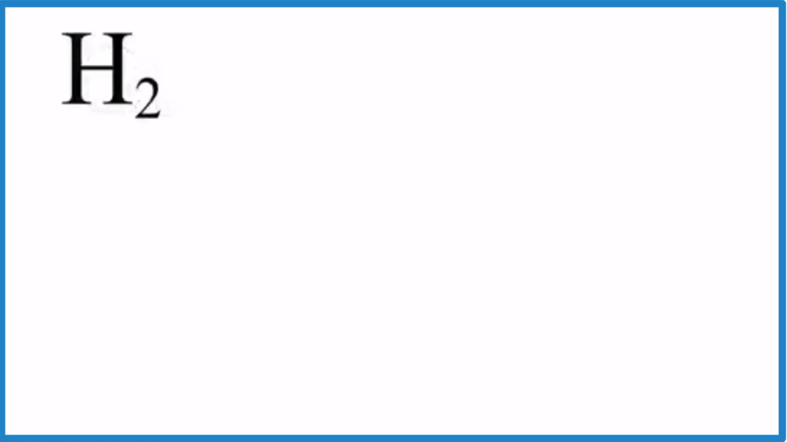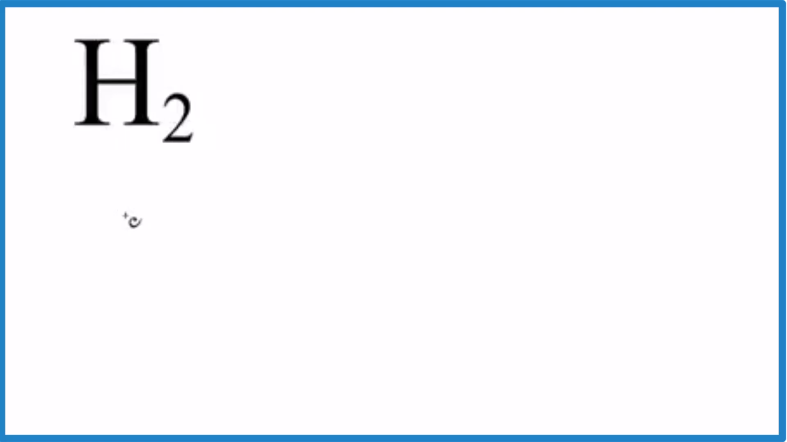H2 is probably about the simplest Lewis structure we can draw. So if we count the valence electrons up, hydrogen is in group 1. It has 1 valence electron, but we have the 2 hydrogens. We multiply those together. 1 times 2 is 2. So we have a total of 2 valence electrons.